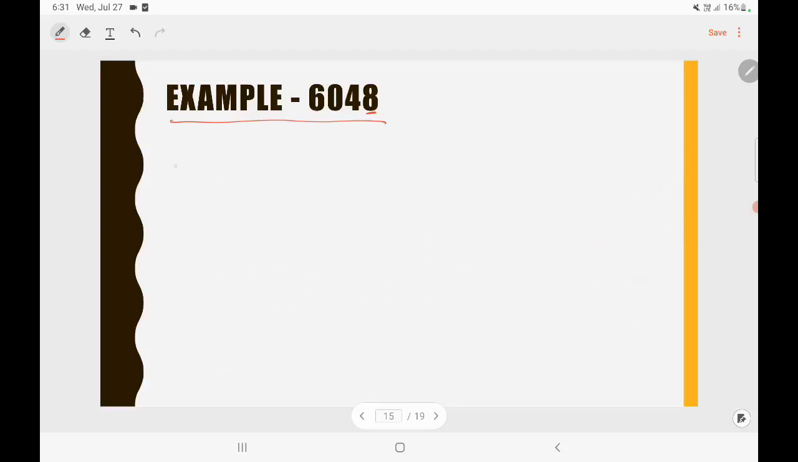So is 6048 divisible by 8? What you need to do? We need to take the last 3 digits. Here the last 3 digits are 048, that means 48. Is 48 divisible by 8? Yes, 48 divided by 8 is equal to 6. Therefore, 6048 is also divisible by 8.